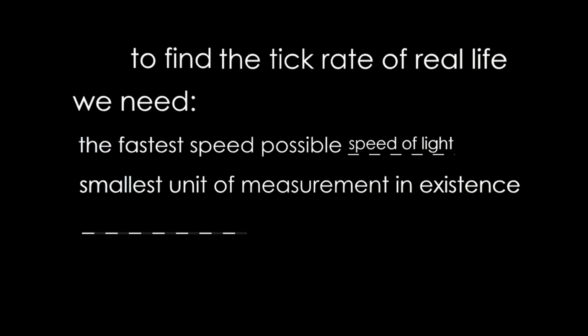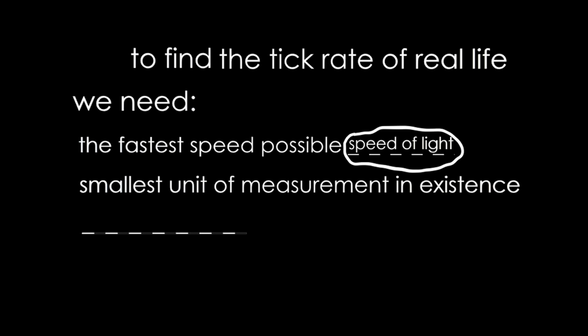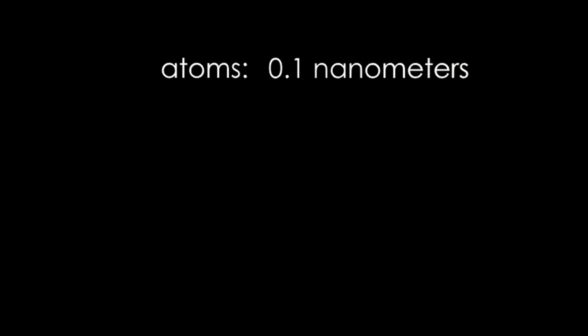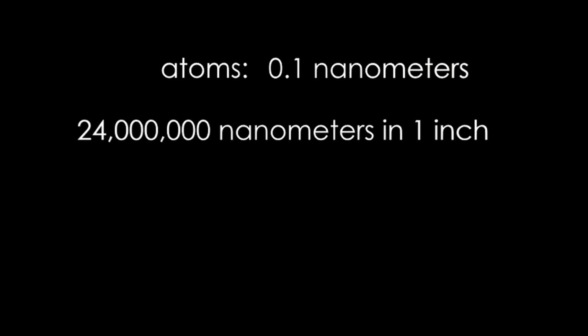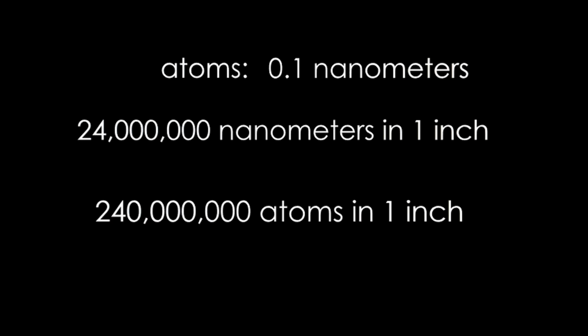So now that we have that number, we can look into finding the smallest unit that the world is comprised of. In video games, this would be a pixel, or any other set measurement system in the game. In real life, the smallest unit in existence is an atom, so this will be our equivalent. The smallest atoms are around 0.1 nanometers in diameter. There are 24 million nanometers in 1 inch, so this brings us to 240 million atoms in 1 inch.